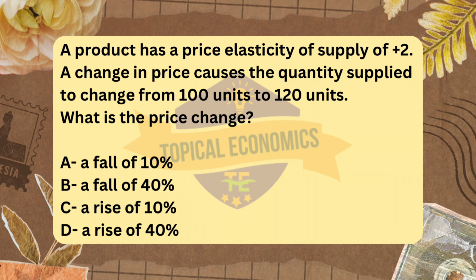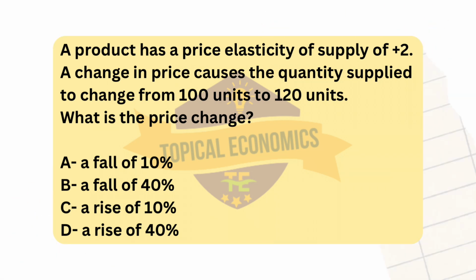The formula for price elasticity of supply is percentage change in quantity supplied divided by percentage change in price. So percentage change in price will be equal to percentage change in quantity supplied divided by price elasticity of supply. Here, the percentage change in quantity supplied is 20 divided by 100, that is 20%. It gives that price elasticity of supply is 2. Hence, the percentage change in price will be 20% divided by 2, that is 10%. Therefore, the correct answer is option C, a rise of 10%.